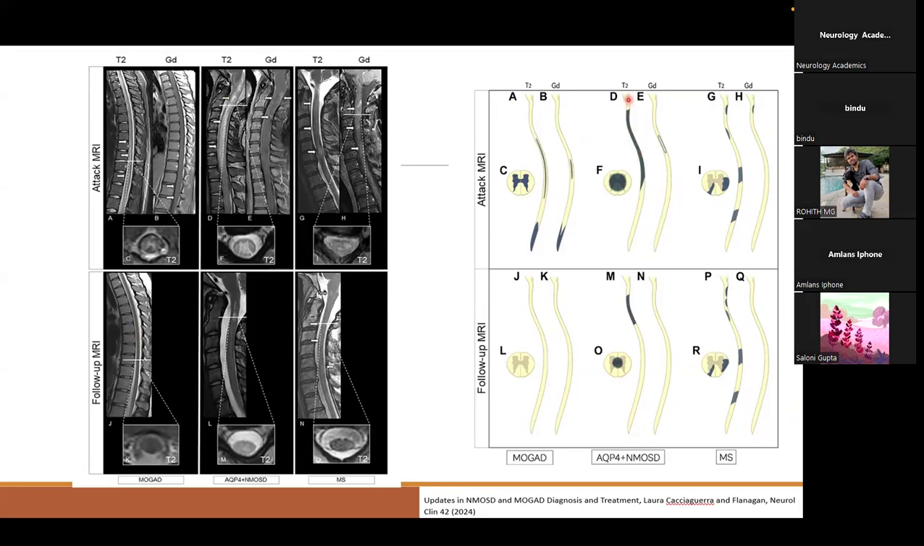In aquaporin NMOSD, it is a single LETM type of lesion with central involvement, showing a lenticular pattern of enhancement. And on follow-up, this lesion has reduced in size, and the cord will show some atrophy. Here we can see it was an LETM, and on follow-up, it has become small. And in MS, there will be multiple short segment lesions, on axial section showing wedge or ovoid peripheral lesions, and on follow-up, new lesions will come, which may be asymptomatic also. Here we can see new lesions coming up on follow-up.